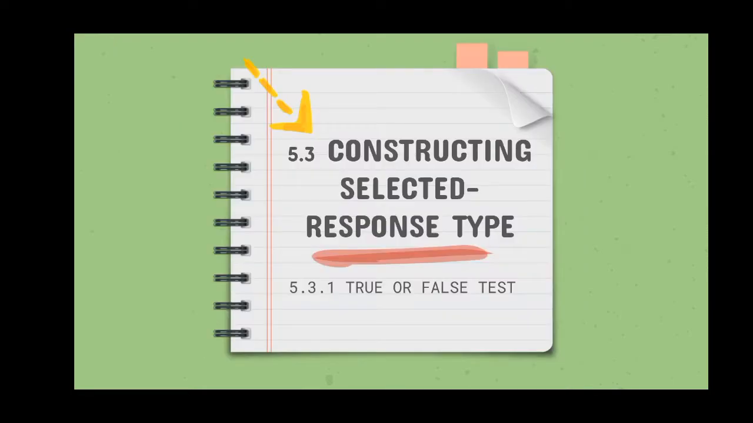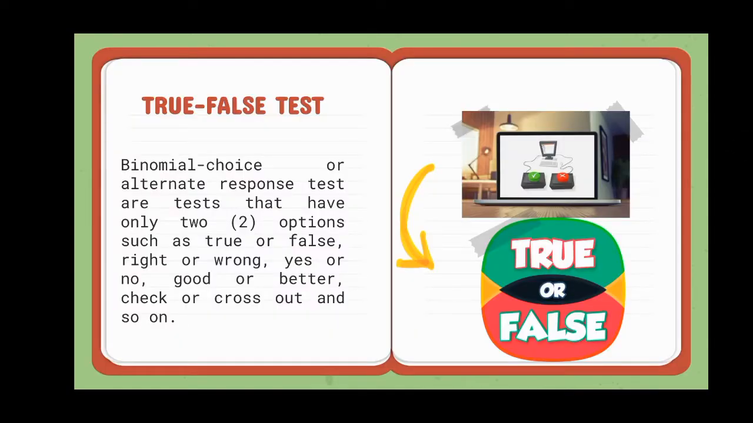One of the paper and pencil test types is selected response, which includes true or false items, multiple choice type items, and matching type. So, I will first discuss the true or false test. True or false test. Binomial choice or alternate response tests are tests that have only 2 options, such as true or false, right or wrong, yes or no, good or better, check or cross out, and so on.